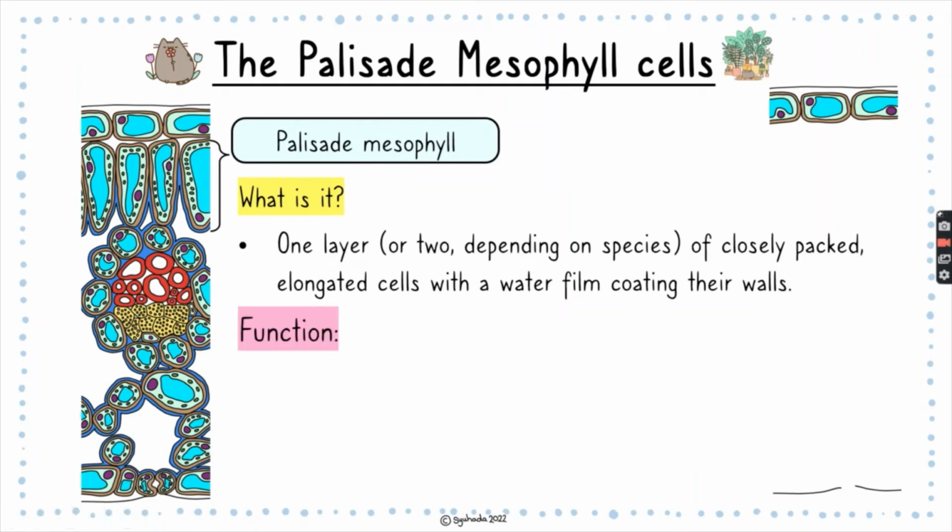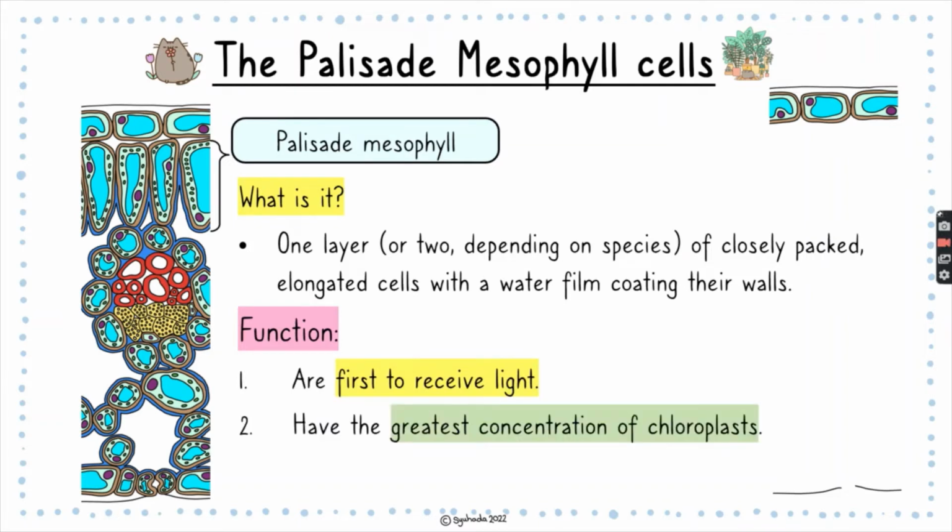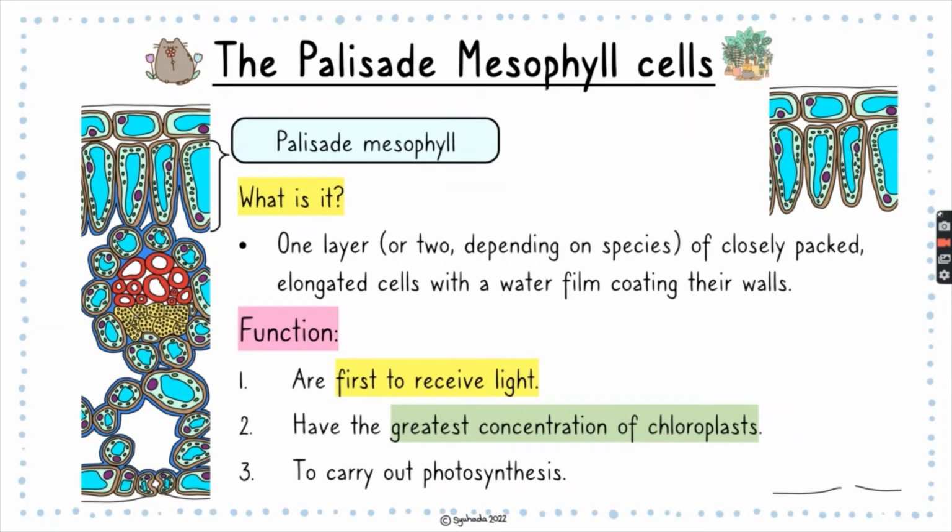Okay, the function of the palisade mesophyll is to receive light, and they have the greatest concentration of chloroplasts. That means that they carry out the most photosynthesis.